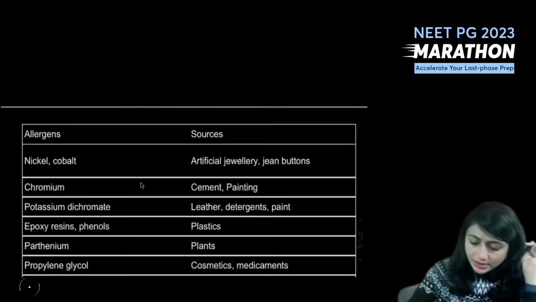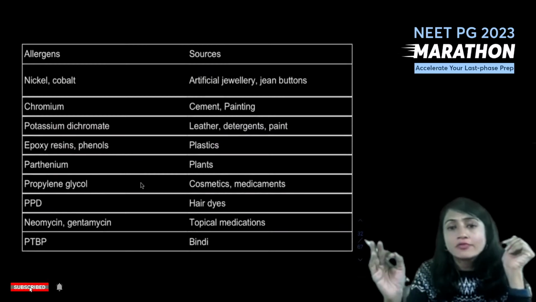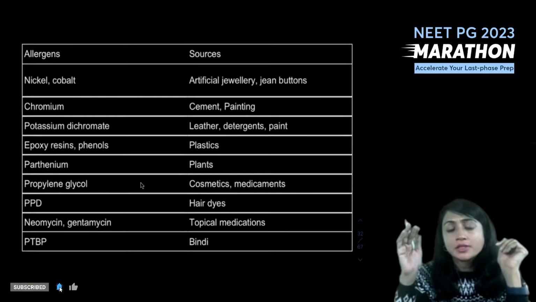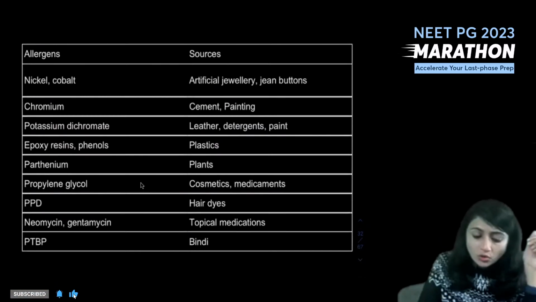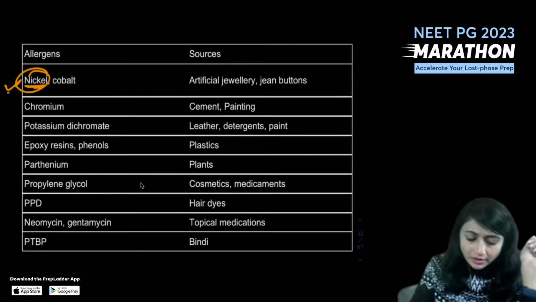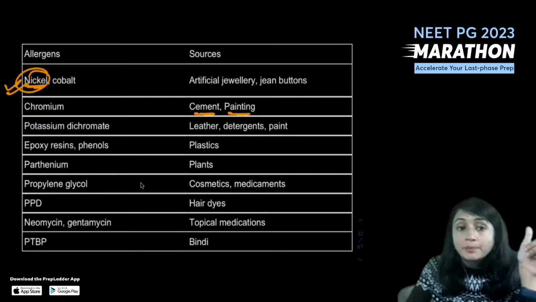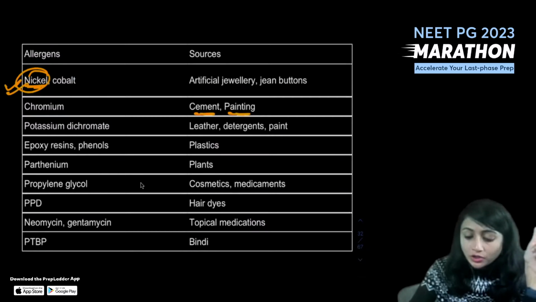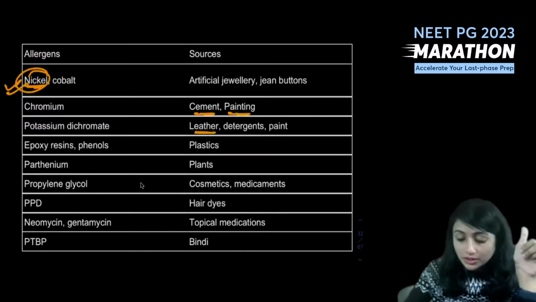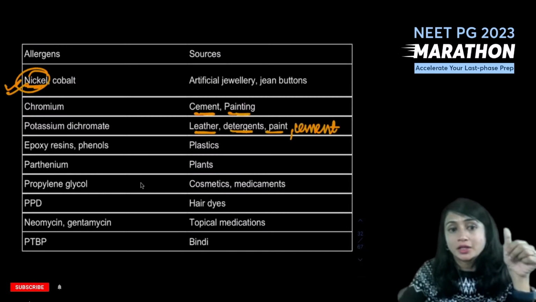So let's revise this table quickly because you can get any of these allergens here. Artificial jewelry, jean buttons, the buckle of the belt, they all have nickel and sometimes cobalt, but you just remember nickel. Where is chromium present? Chromium is present in cement, painting. Potassium dichromate is present in leather. It is present in detergent.